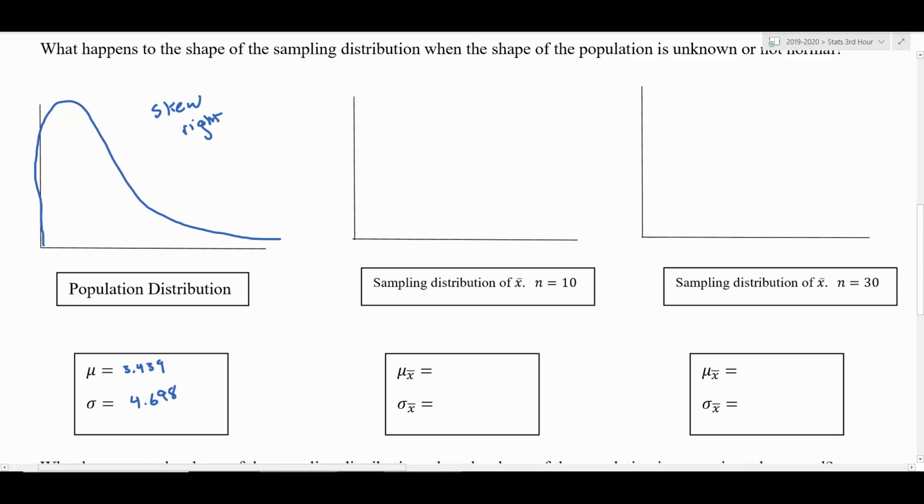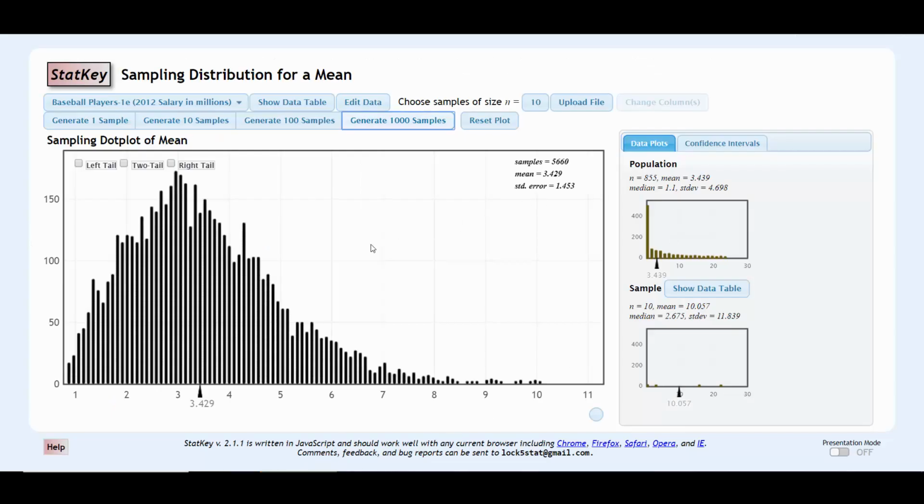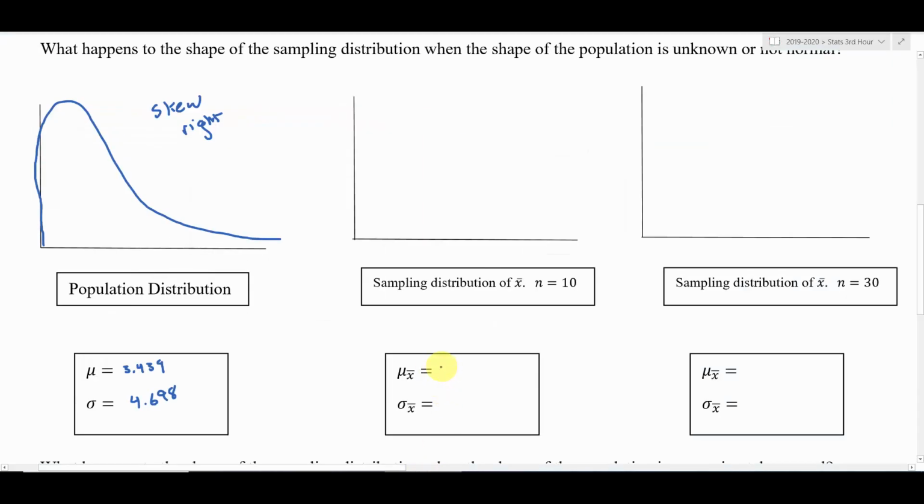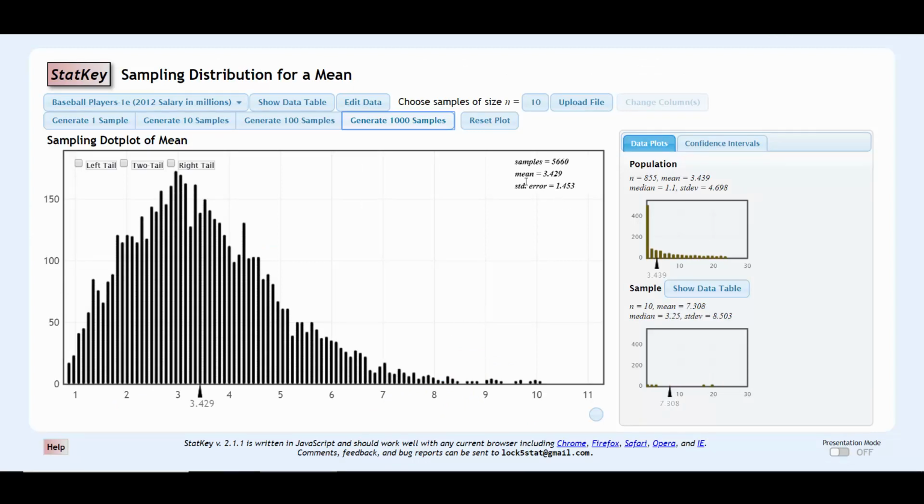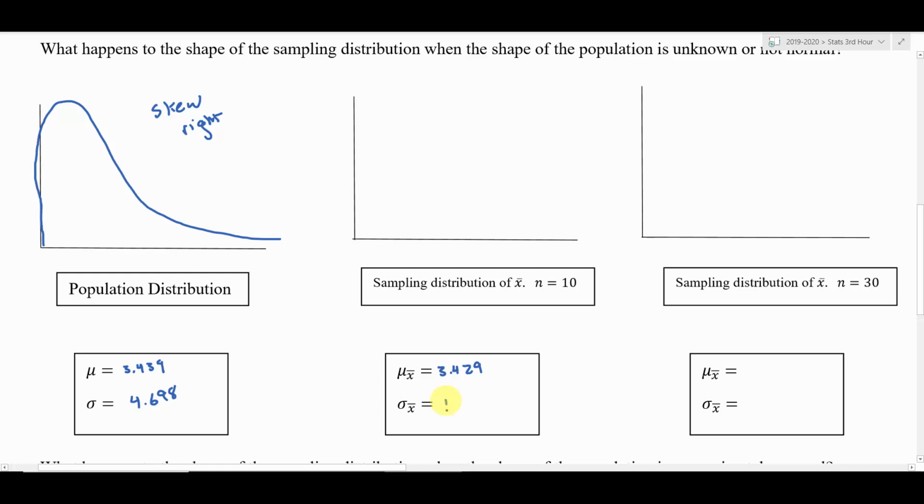Okay. And I'm going to go back to my sampling distribution. And remember, we took thousands of samples of size 10 here to generate this thing. And I'm looking at my mean. Okay, we got 3.429. So I'm going to write that down here, 3.429. And the standard deviation, which is right here, they call it a standard error now, 1.453. And I'm going to draw my new shape.